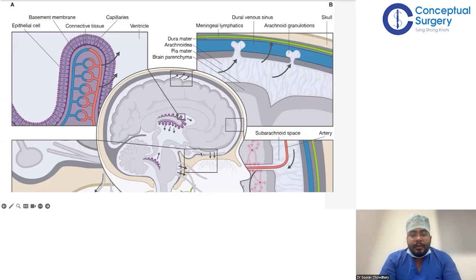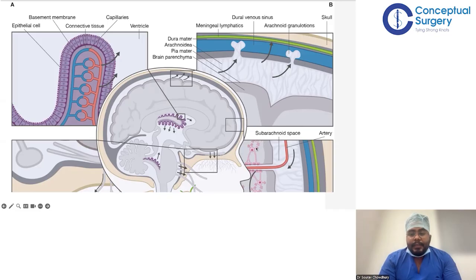Apart from this particular cranial nerve, you get to see other cranial nerves also. The dural sheath, they are draining the CSF. So that is another pathway. That is a new pathway. There are still studies going on. That is called the CSF glymphatic pathway.